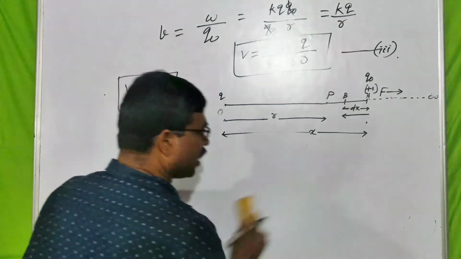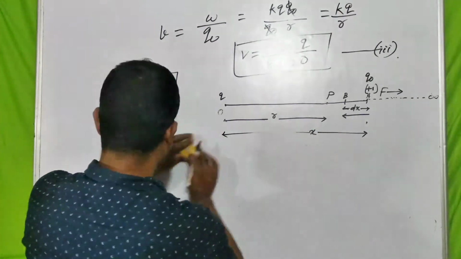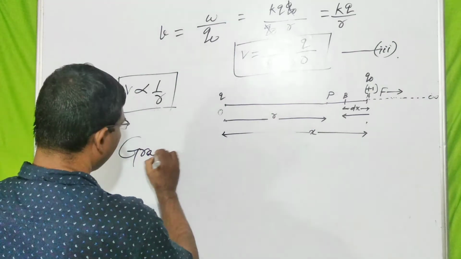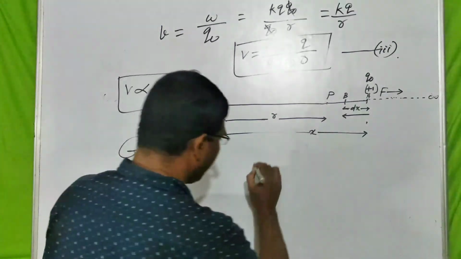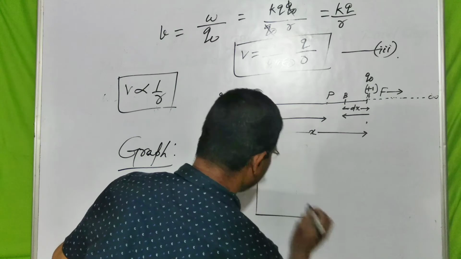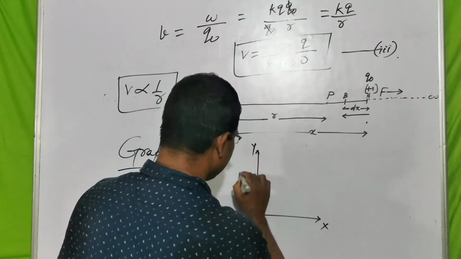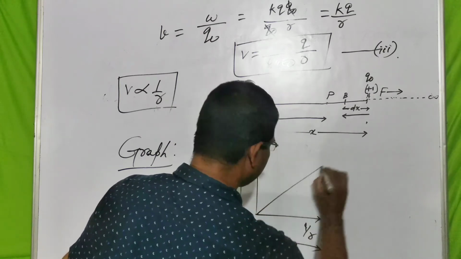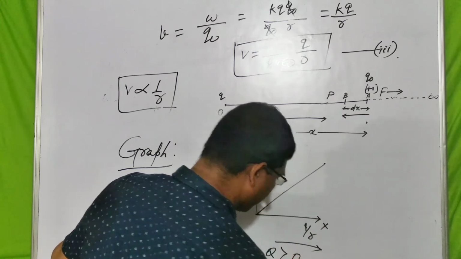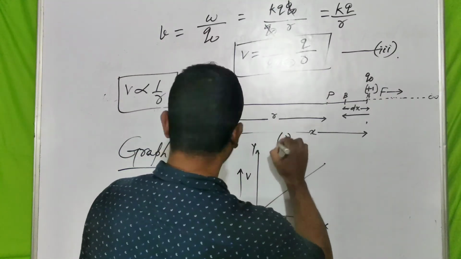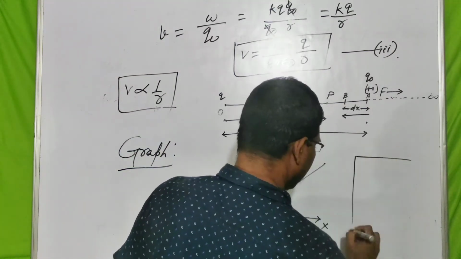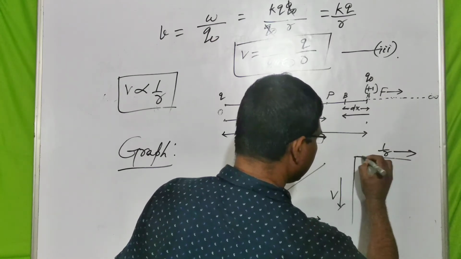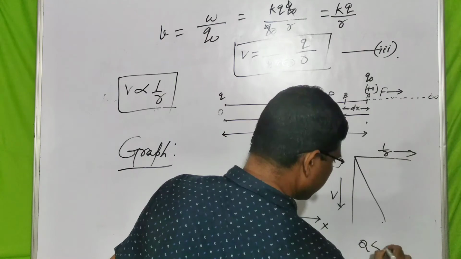But if you plot the graph, most important question, graph. Suppose this is the x-axis, this is the y-axis. So this is V, this is 1 by r. So you will get a straight line when Q is greater than 0. But in the other case, it is V versus 1 by r, and you will get this one while Q is less than 0.